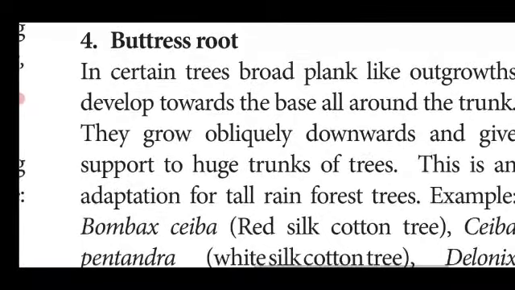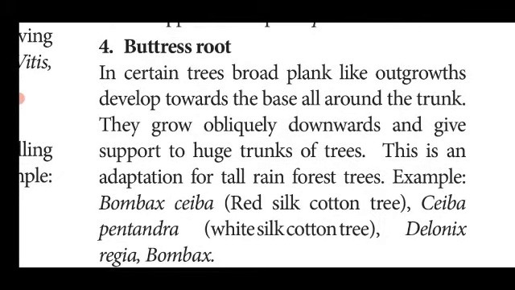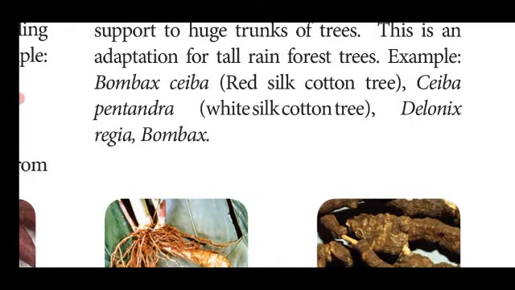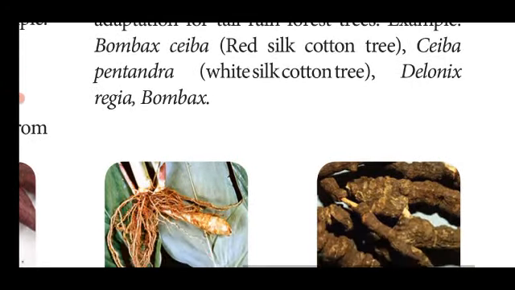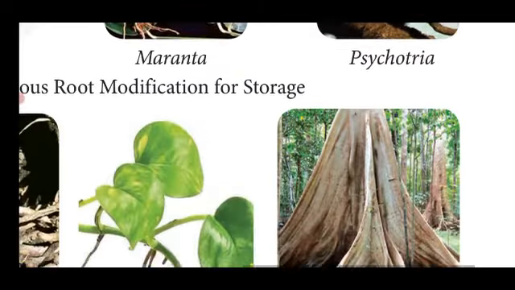The buttress root: in certain trees, broad plank-like outgrowths develop towards the base all around the trunk. They grow obliquely downwards and give support to the huge trunk of the tree. This is an adaptation for tall rainforest trees. Examples are Bombax ceiba, red silk cotton tree, and Ceiba pentandra, white silk cotton, and Delonix regia and Bombax.